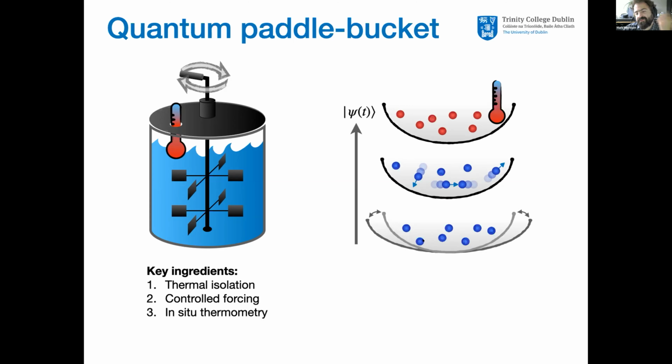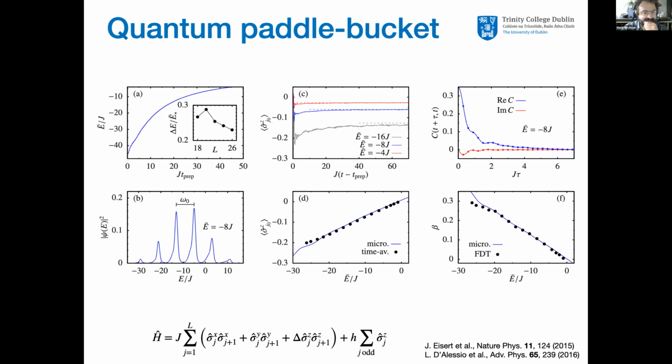Then we do some controlled forcing. For example, we might shake the trap potential or something, and then leave the system to evolve. Because of the interactions between the particles, after some time, we're going to have some kind of emerging temperature. The question that I'm going to describe is how can we measure this temperature in situ with a quantum probe? But first, let me explain a little bit more about this thermalization.